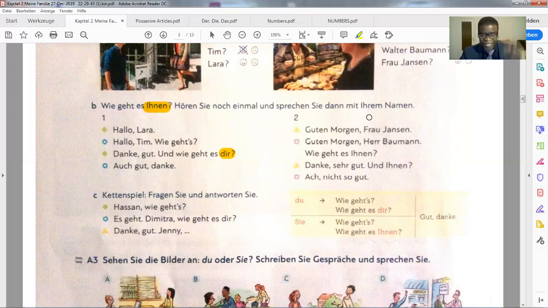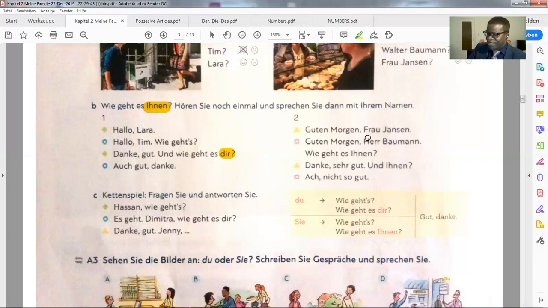It's going to come in the higher level. Okay, that's another topic. So, understand the context. Listen once more and speak then using your names. Means now you are in a class setup. You turn to your neighbor and you start asking one another.